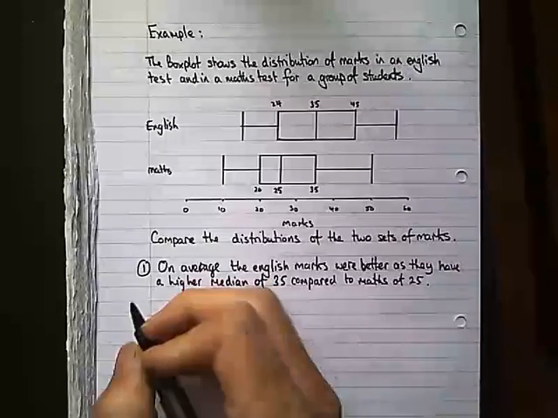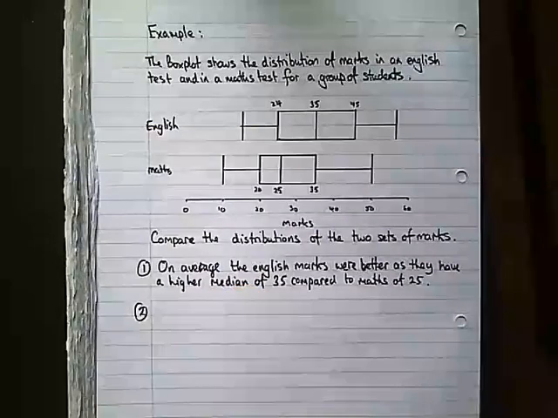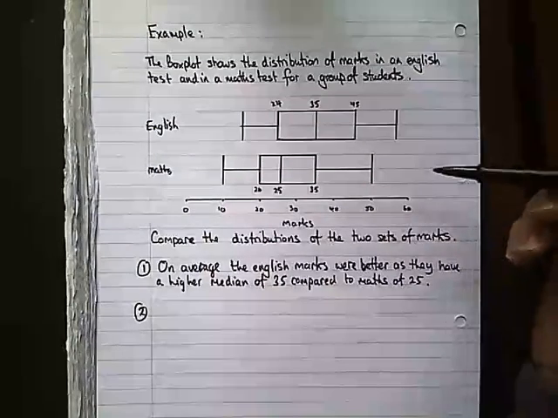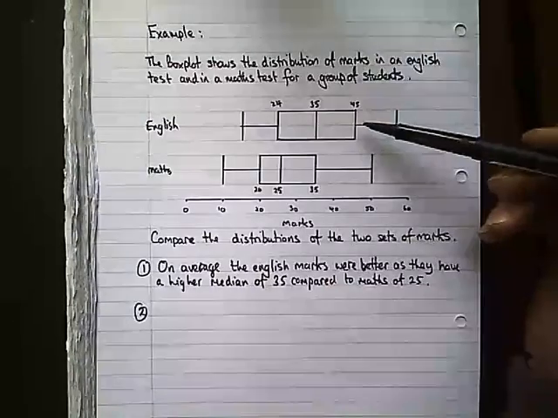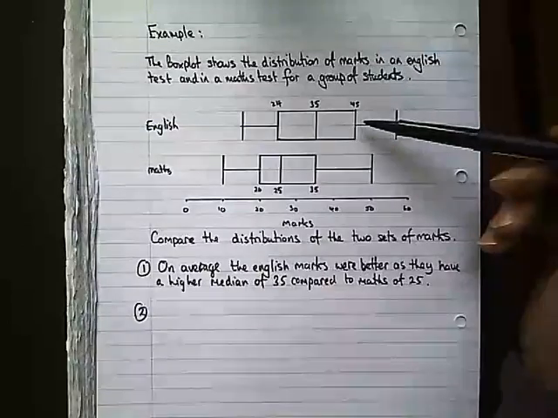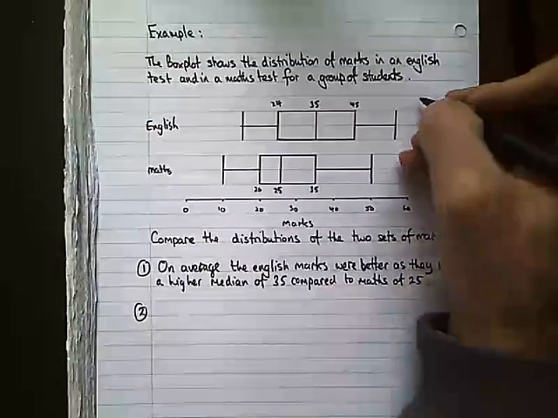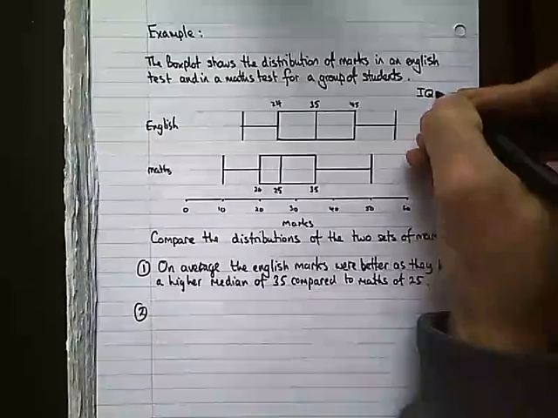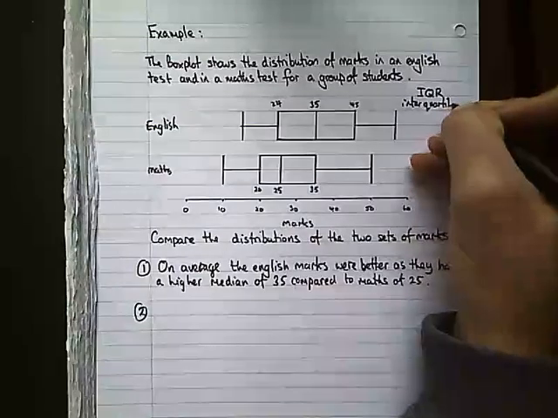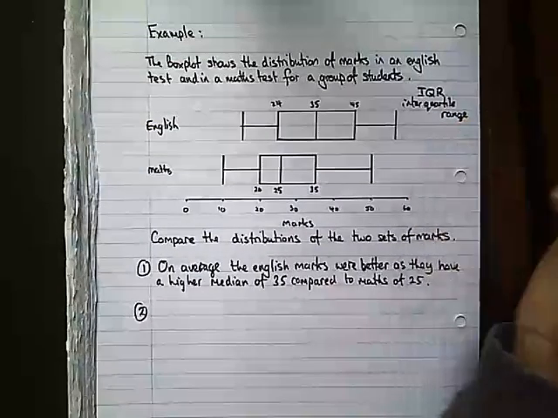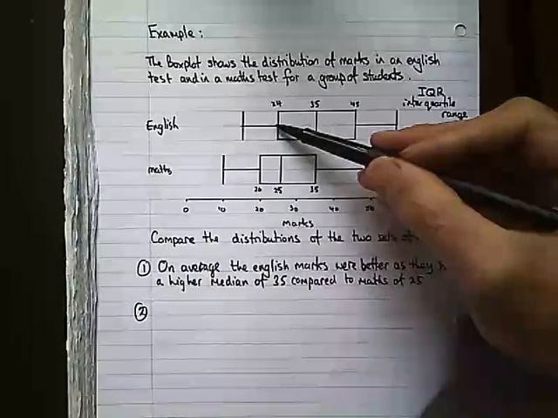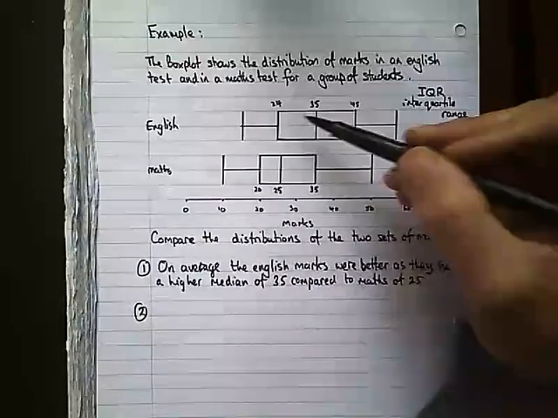Okay, the second point is the distribution of these marks, the spread. How far spread out are they? And the best way to do that is to look at the range, not from the highest mark to the lowest mark, but from the interquartile range. The interquartile range, we usually say IQR, is the distance from the upper quartile to the lower quartile, or the other way around. So it's how spread out they are.